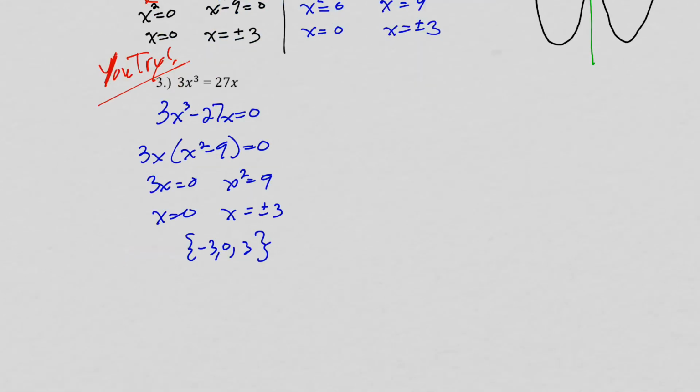Okay, so here's a solution for number 3. We just did everything exactly the same way. Move the 27x to the left, take out the GCF, separate each factor. I think I skipped this step here, but that's fine. It's fine to skip a few steps here as you're doing these, okay? And then the final solution is -3, 0, and 3.